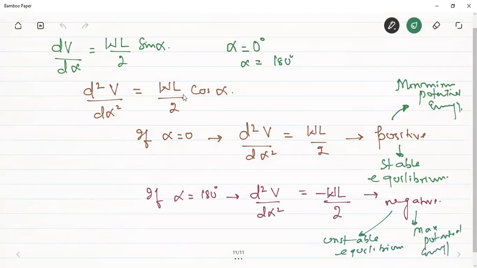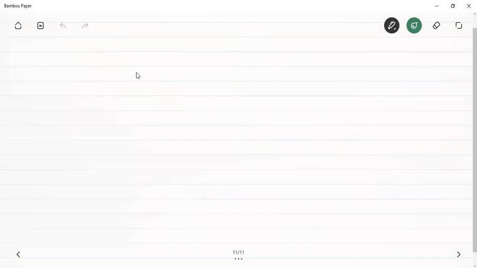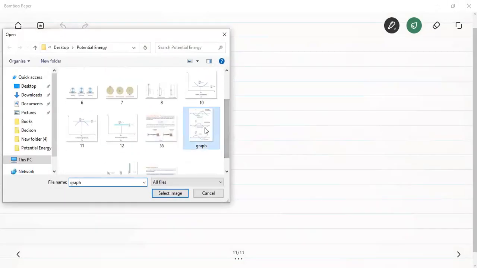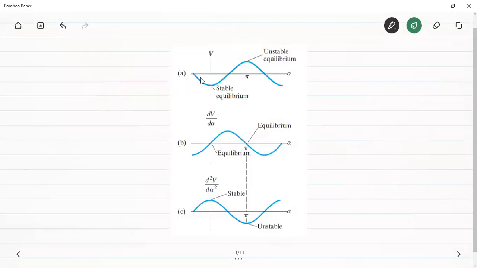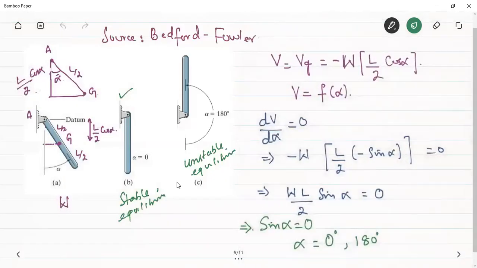And finally, all these results can be plotted on a graph. Okay, so the first graph represents the variation of the potential energy with alpha. If you remember, it was given by minus WL by 2, I think it was sine alpha, or rather cos alpha. Okay, it was cos alpha. Minus WL by 2 cos alpha.